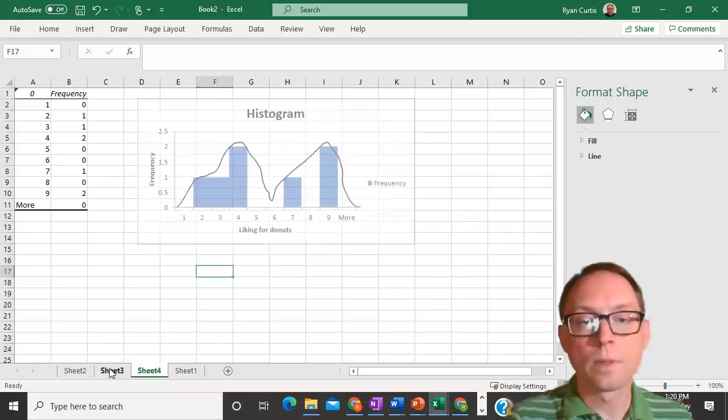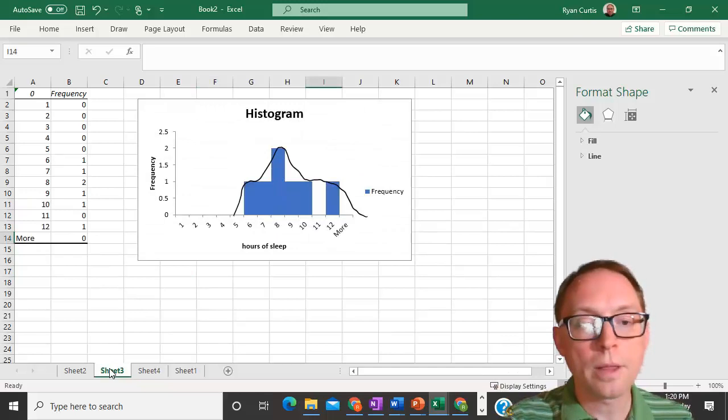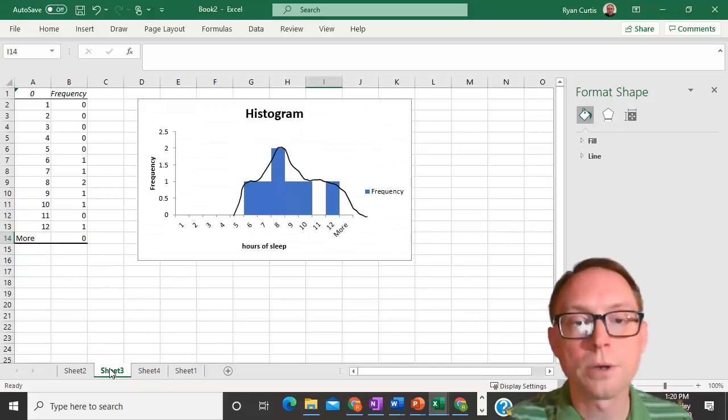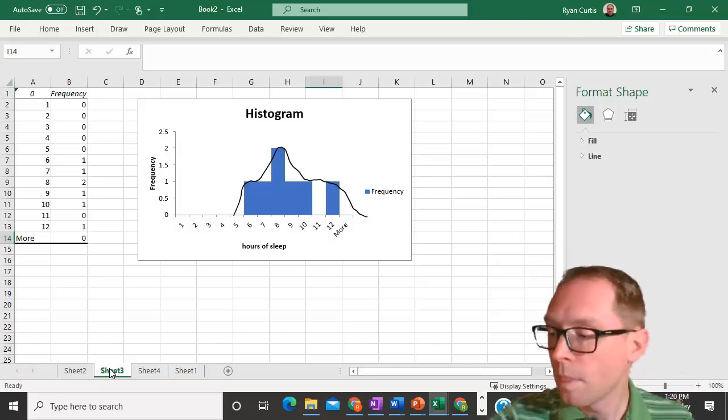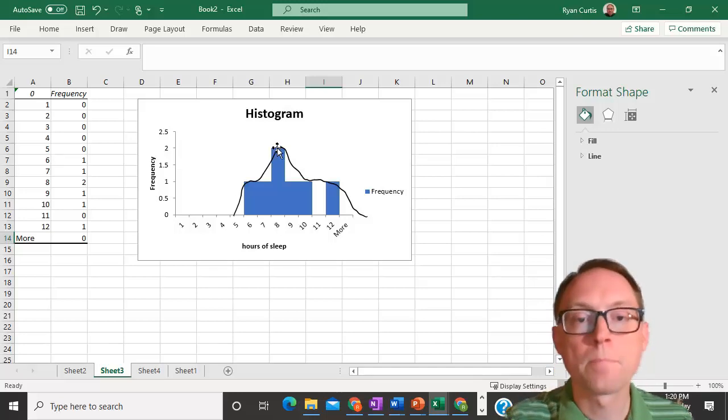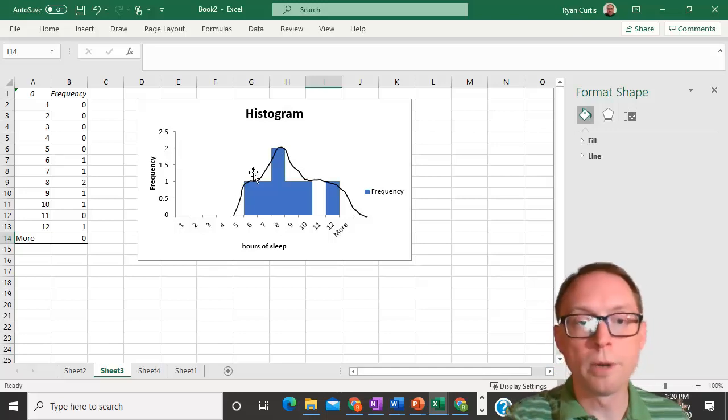Let's take a look at the histogram for hours of sleep. Is this unimodal or bimodal? This is unimodal. We have one mode, and that is 8. One big peak right there. That is a unimodal distribution.